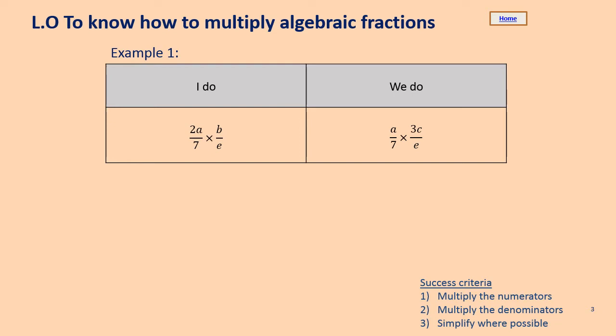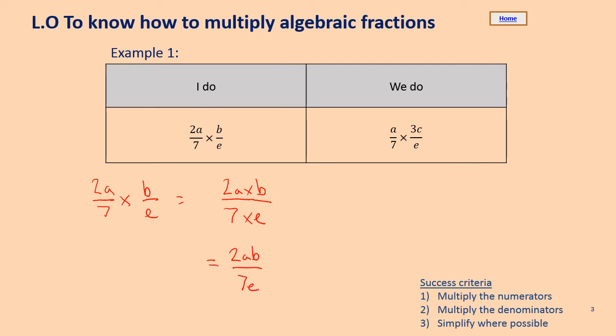So let's have a look at this first example. We've got 2a over 7 times b over e. Again, like I said, multiply the numerators. That's going to give us the numerator of our new fraction, so 2a times b on the top. In the bottom, multiply the denominators. Step 2, 7 times e on the bottom. And this simply gives us 2ab on the numerator, 7e on the denominator.